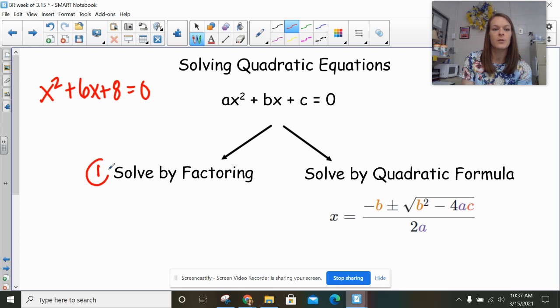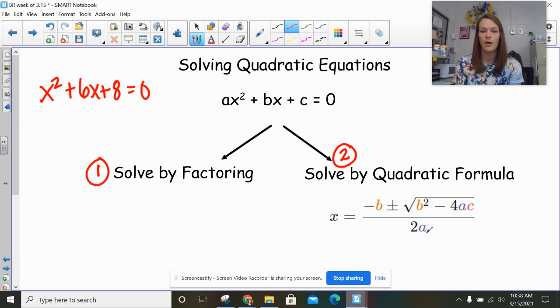So the first method we're going to talk about is solving by factoring, which is what this video will be about. And then later in the week, we're going to talk about solve by quadratic formula. And so both of these are review from Algebra 2. And so let's look at a few examples of solving by factoring.